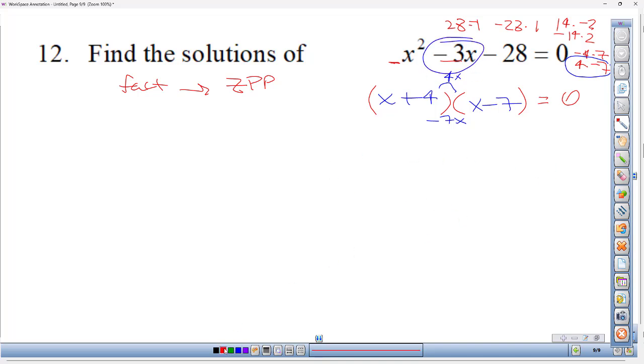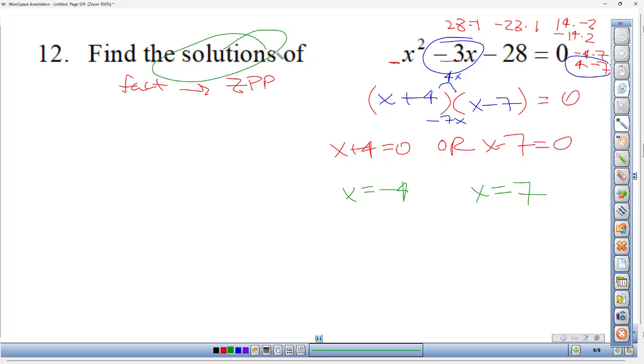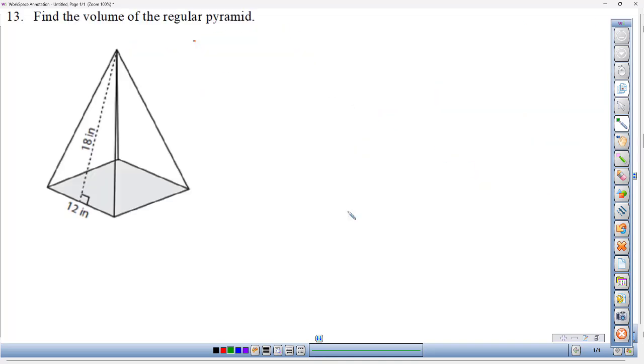That looks good. All right, time for some zero product property. So either x plus 4 is equal to 0, or x minus 7 is equal to 0. And I'm going to do my little shortcut and just do the opposite. So this would be x equals negative 4 or x equals positive 7. And those are the solutions.